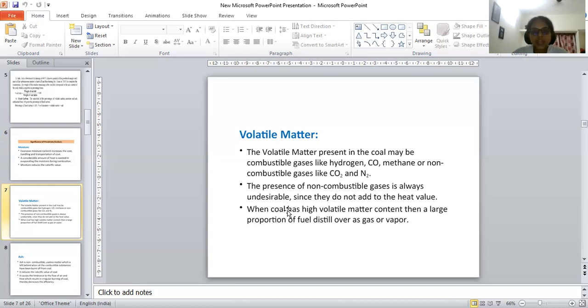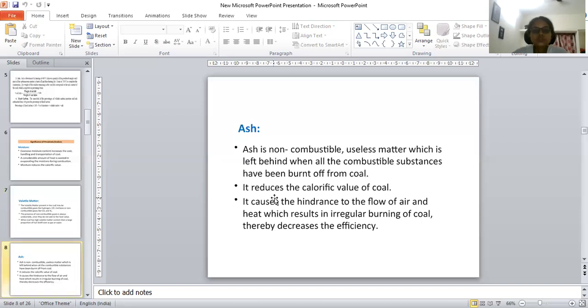Next, significance of ash. Ash is non-combustible, useless matter which is left behind when all the combustible substances have been burnt off from coal. It reduces the calorific value of coal. It causes hindrance to the flow of air and heat, which results in irregular burning of coal, thereby decreasing the efficiency of the coal.